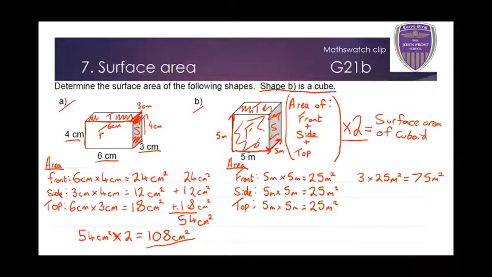It's the same as adding, rather than adding the same number 3 times, we can just multiply it by 3, okay? But that's not the final answer. Remember, we need to multiply this number by 2, okay? So then the final step now, 75 meters squared times 2, and that is 150 meters squared, okay? And that is the surface area of the cuboid for question B, okay? Let's move on to the next topic.